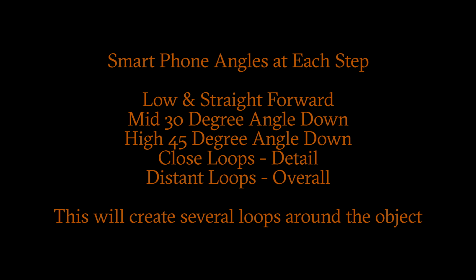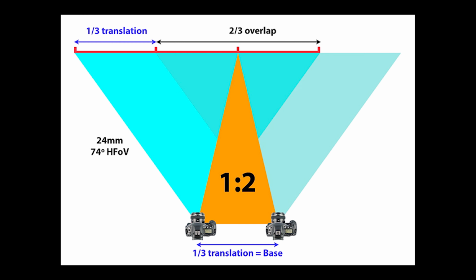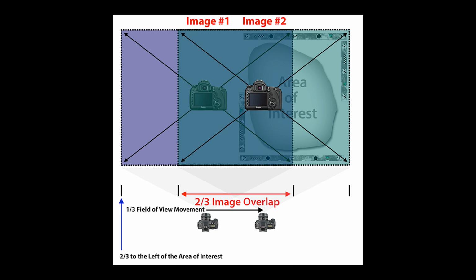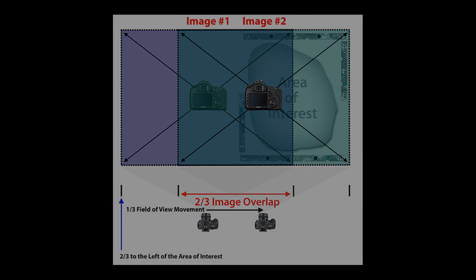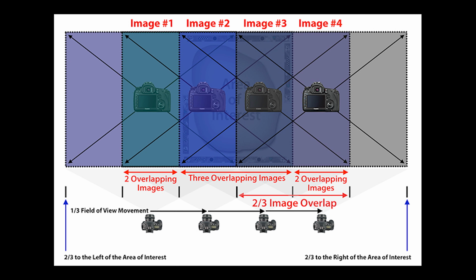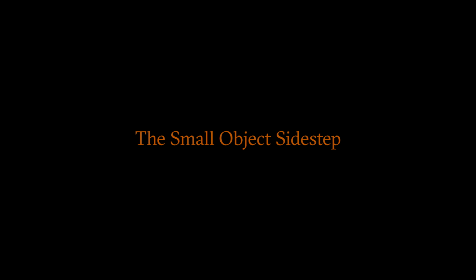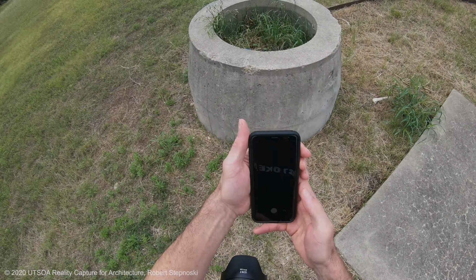views of that planter. I'm using the same overlap rules as a 2/3 overlap goal. Start out at 1 to 2 and then head for 2/3 overlap at each image, and I end up making a sequence like you see here. This is the small object, Sidestep.